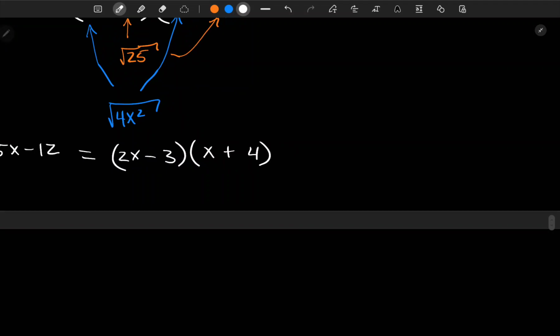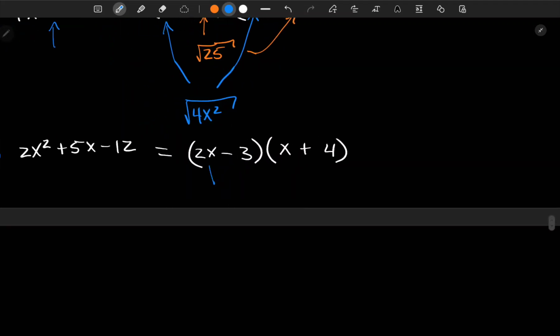Because, well, firstly, these terms multiply together and we get the x squared term, 2x squared. Secondly, these two terms, negative 3 and 4, multiply together to give us negative 12. Then the cross terms, and by cross terms here I mean 2x times 4 plus negative 3 times x. They add up to give us 8x minus 3x, or 5x, which is exactly the x term here.